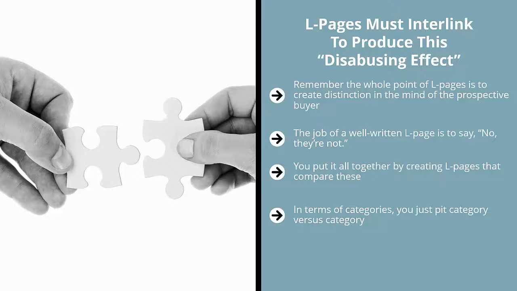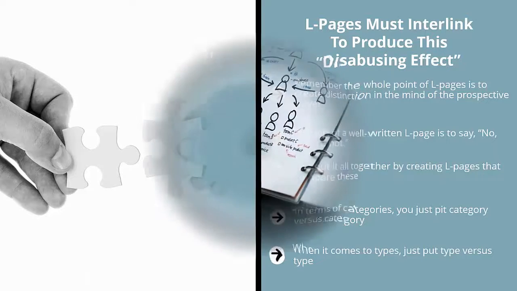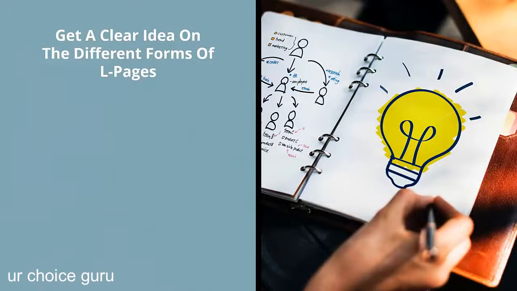These are weaknesses and strengths, pros and cons, you name it. When it comes to types, just put type versus type. Again, walk them through the advantages and disadvantages. The same goes with brand versus brand and product versus product. Get a clear idea on the different forms of L pages.